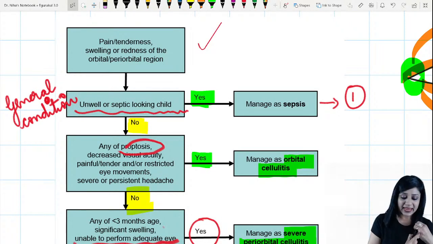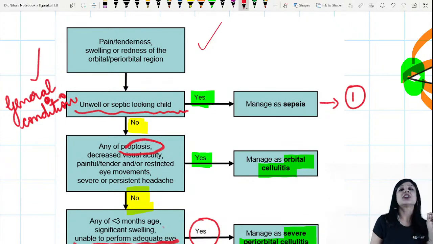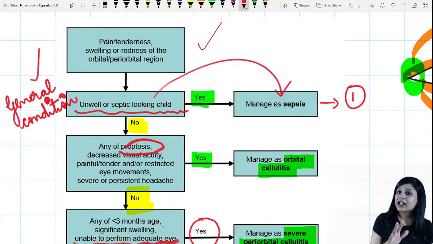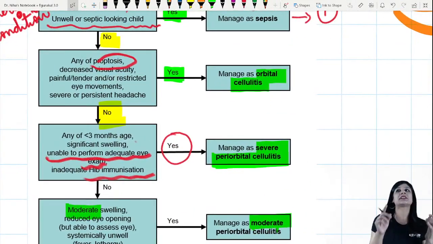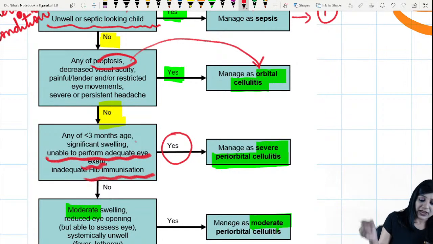First, we have got the pain, tenderness, swelling and redness of the orbital region. Then you have to see, I had written only this much, look at the general condition of the patient. If the general condition is not well, then you have to treat the patient as a case of sepsis. If the general condition is well, then you have to see the features like proptosis, decreased visual acuity, restriction of the ocular movements, ophthalmoplegias, chemosis. That means it is a case of orbital cellulitis.